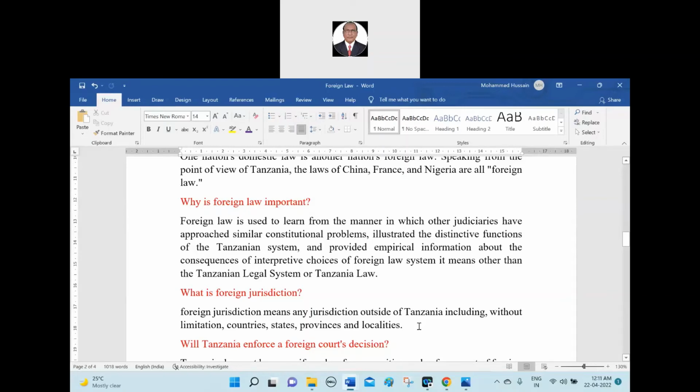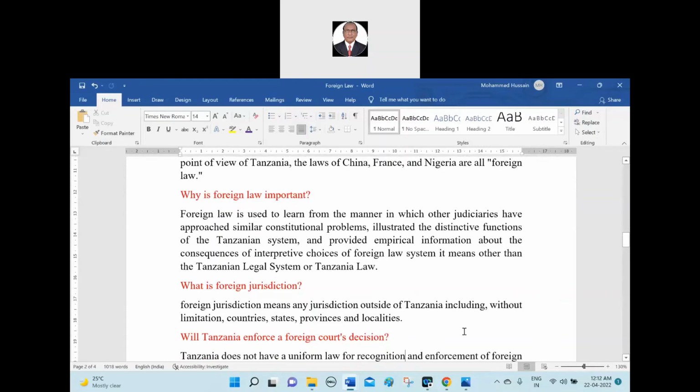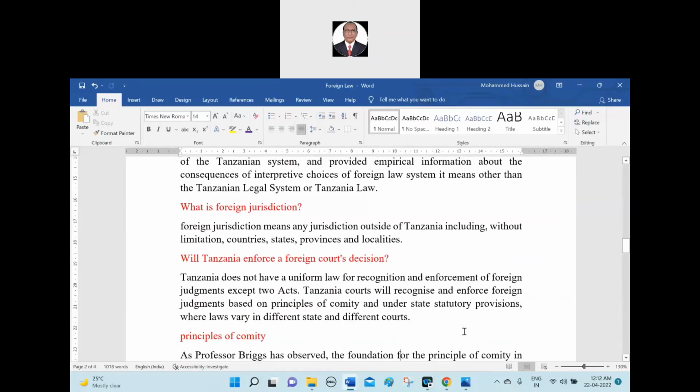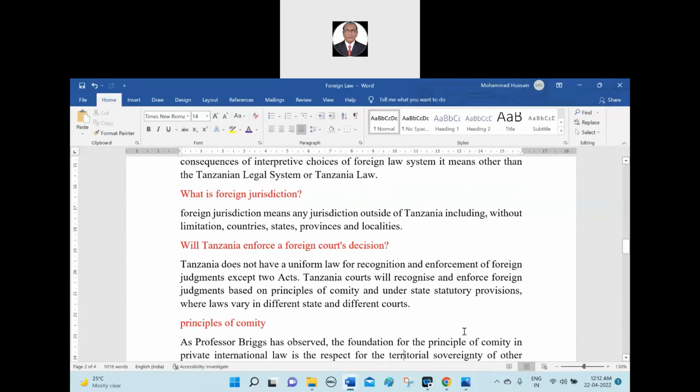So what is foreign law jurisdiction? Foreign law jurisdiction means any jurisdiction outside Tanzania, including, without limitation, the country, states, provinces, and localities. So other than Tanzanian law is said to be foreign law. That is the jurisdiction. And jurisdiction depends, for instance, if you say Kenyan law, the jurisdiction is the entire Kenyan boundary. Is it or not? Say yes. It is. Very good.